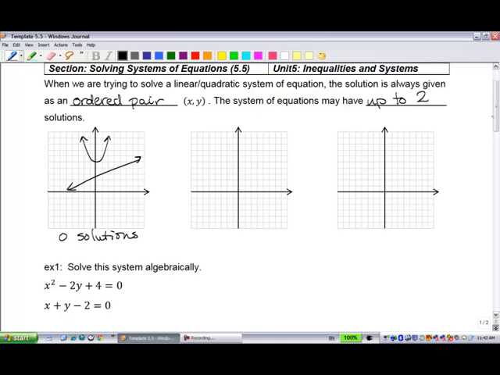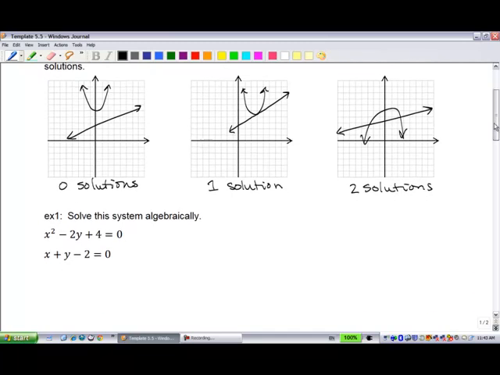We could have one solution. So let's draw a parabola right there. One solution would be, okay, it just comes in and just clips it right on the edge just once, and we end up with one solution. And how about two solutions? Well, let's draw a parabola. Let's have this one opening down. The line comes in and cuts it through two spots, and we have two solutions. So those are the three different options we have for the number of solutions. Either it's no solution, one solution, or two solutions.